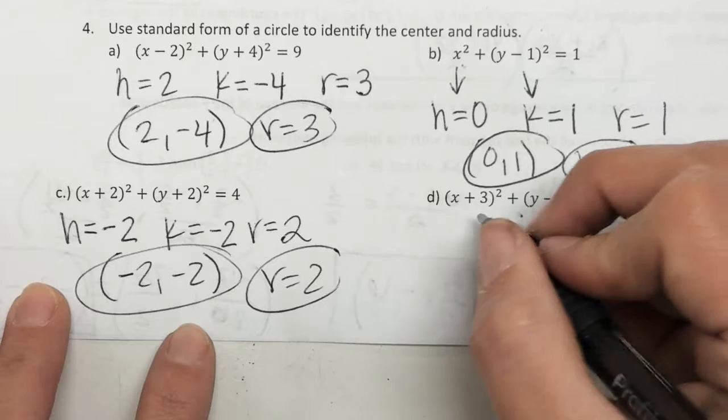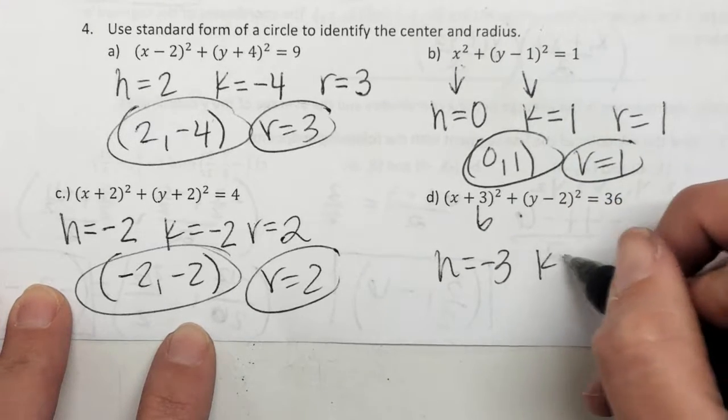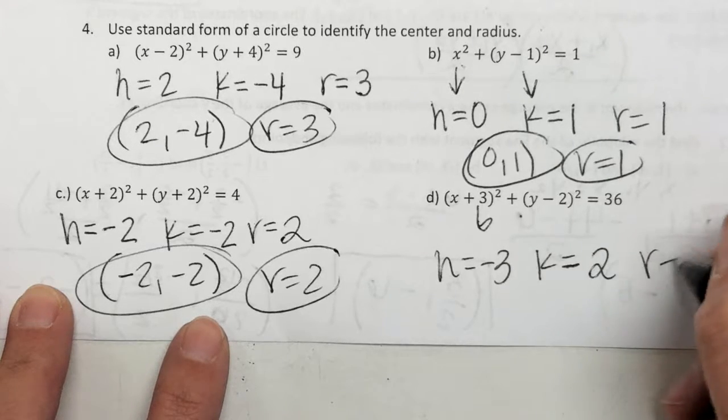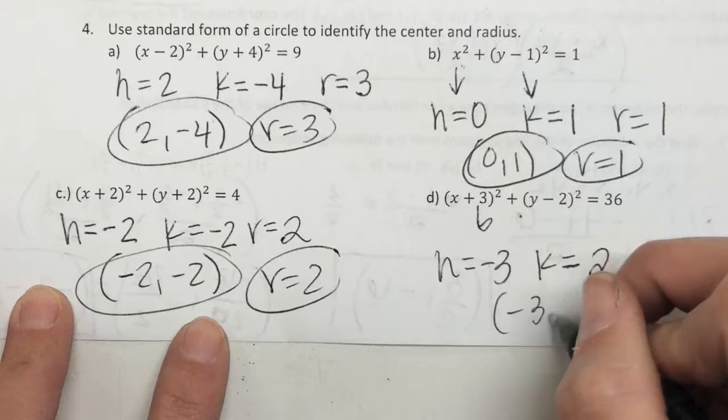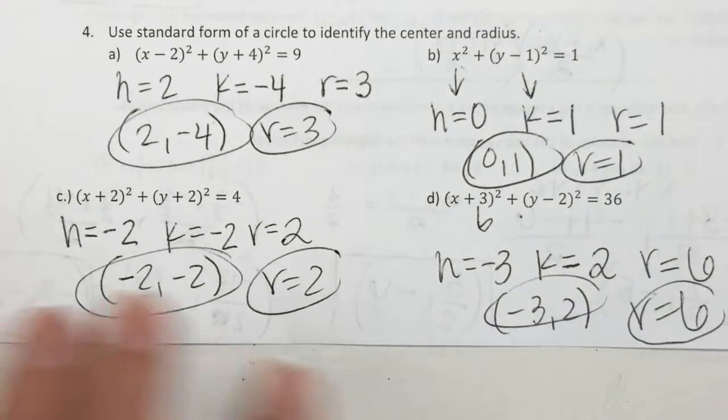Alright, Jalen, tell me the H for this one. -3. Good. Abigail, the K. 2. Good. Katie, the R. 6. Very good. So here's the center, here's the radius. Now let's start graphing.